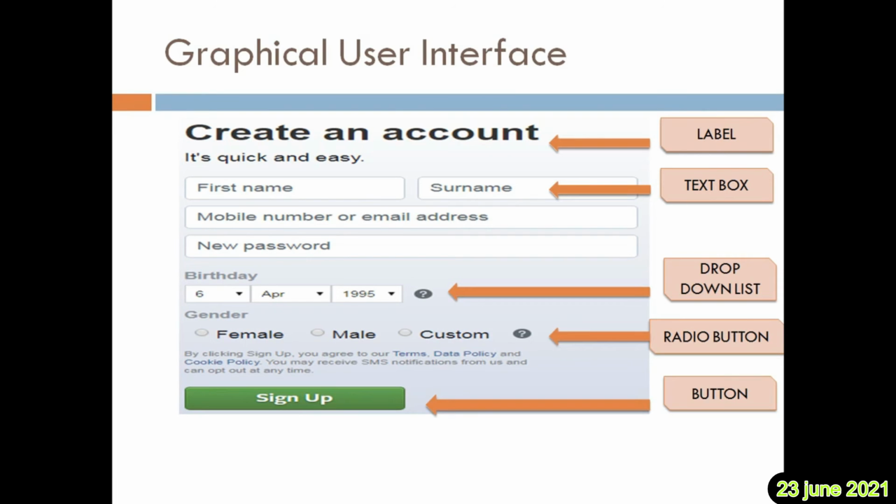This is an example of a graphical user interface. This is what you are working with nowadays. Whenever you are creating an account, some labels appear here, then for text boxes it will give the boxes here, and a drop down list. Suppose you press here while giving a birthday, right, and for a password also there is a box you can see here, then this is called the radio button, okay, and your normal button to submit or sign up, right. This is what is called a graphical user interface, right.